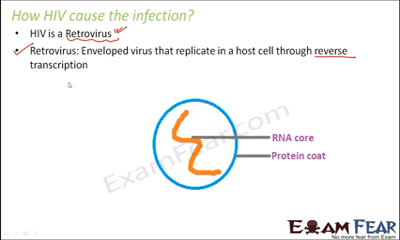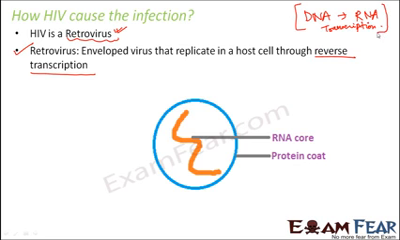Now by now all of you know what transcription is. Transcription is the process in which RNA is synthesized from DNA. So DNA to RNA, that is known as transcription. But here in this case we are talking about reverse transcription. So why are we talking about reverse transcription? Because we are talking about viruses. And we know that in viruses the genetic material is RNA and it is not DNA.